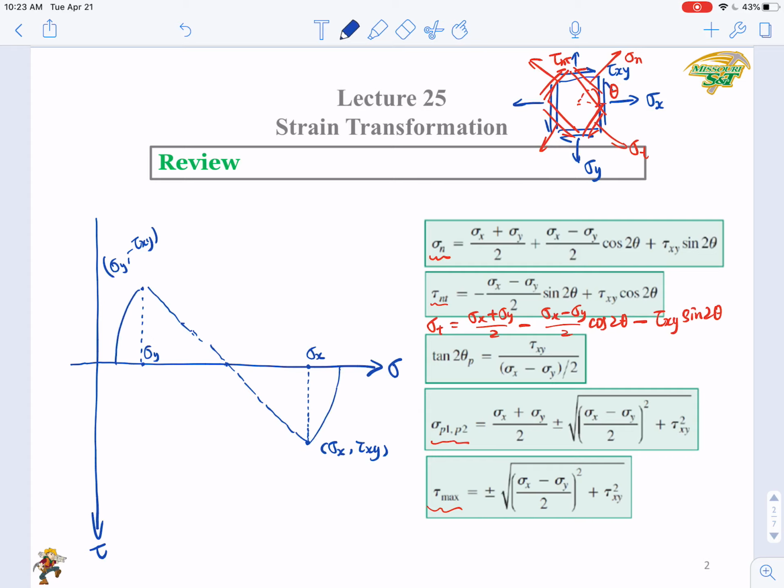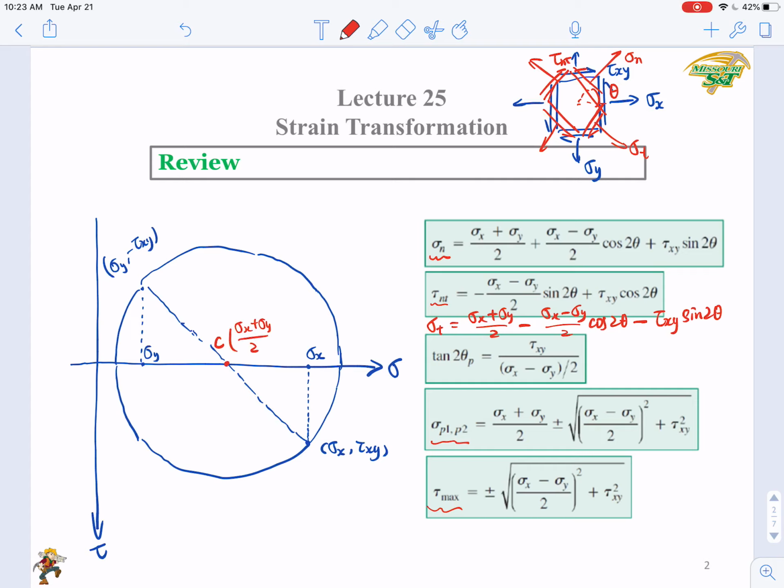Yes, I got a good circle. Okay, then based on this circle, you can do some analysis, and the first step, we will find out the center, the C. So what is the coordinates of the C? Its x coordinate will be, obviously, (sigma x plus sigma y) over 2, and 0.